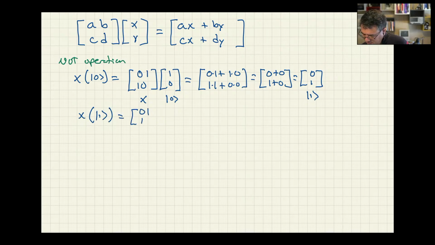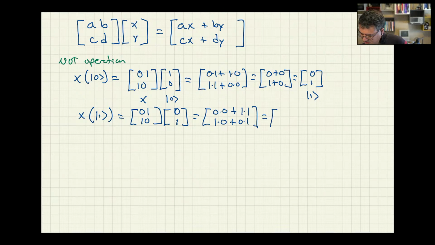And if you do the same thing for the 1 qubit, then you get 0 times 0 plus 1 times 1 over 1 times 0 plus 0 times 1, which is 0 plus 1 over 0 plus 0, which is 1, 0. And that's what we wanted also. That if we apply the x operation to the 1 qubit, we get the 0 qubit out.